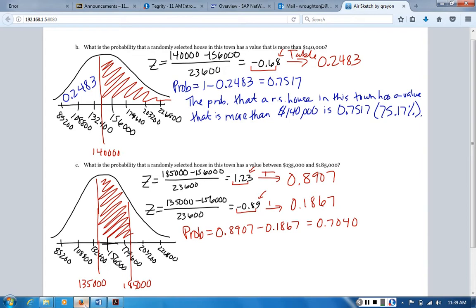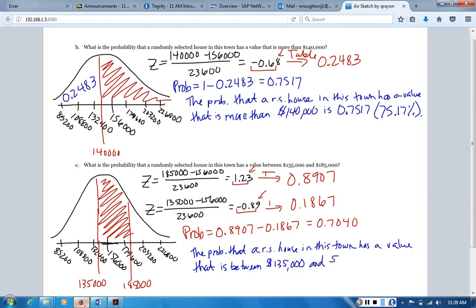So then last, of course, we will interpret it. So then I can say the probability that a randomly selected house in this town has a value that is between 135,000 and $185,000 is 0.7040 or 70.4%.